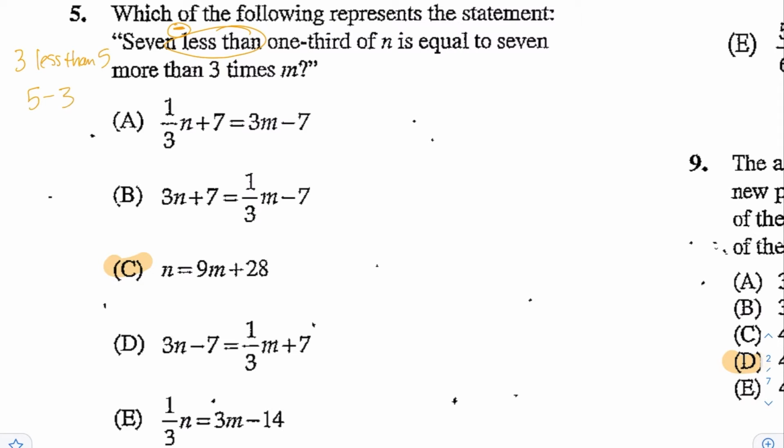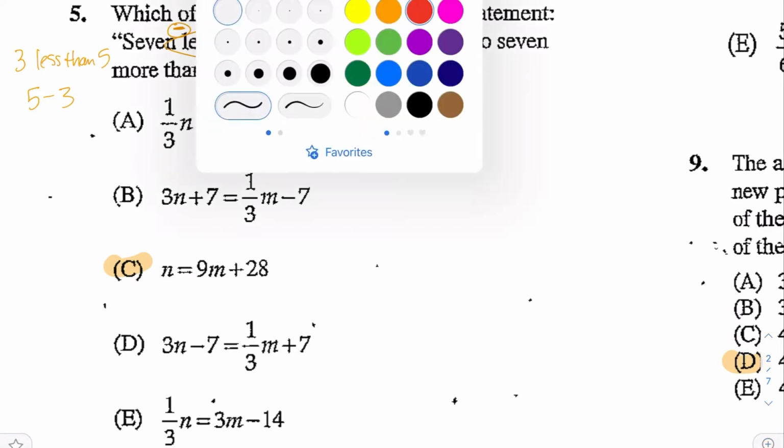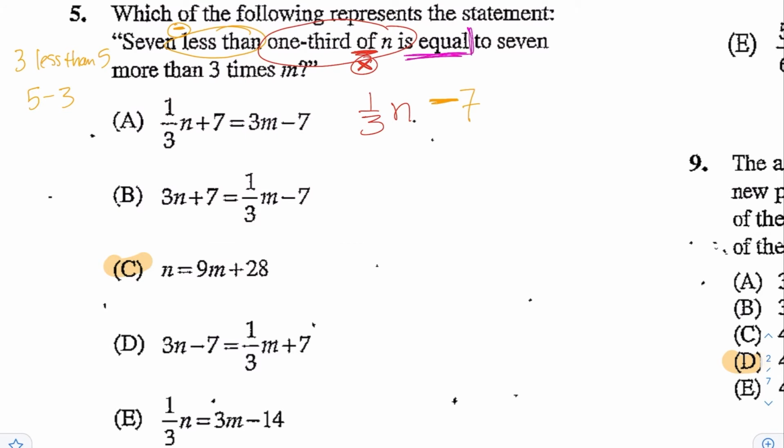So 7 less than 1/3 of n means it's something minus 7. So you know there's a minus 7 somewhere in there. Specifically, it's 1/3 of n, and of means multiply. So you have 1/3 times n minus 7, and that is equal to. So that's an equal sign. And on the other side, you have 7 more than 3 times n. So that would be 7 plus, because more than means plus. And 3 times n is 3n.